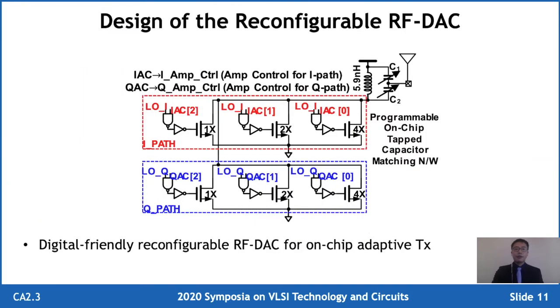The power delivery subsystem consists of a reconfigurable RF DAC-based power amplifier and a tapped capacitor matching network with reconfigurable capacitor banks. The RF DAC-based power amplifier combines DAC, mixer, and power amplifier operations in a single module through a digital-friendly architecture that switches on and off different legs of the module and can support higher-order modulation schemes such as 16-QAM or 64-QAM. The output power control is achieved by adjusting a capacitor bank.